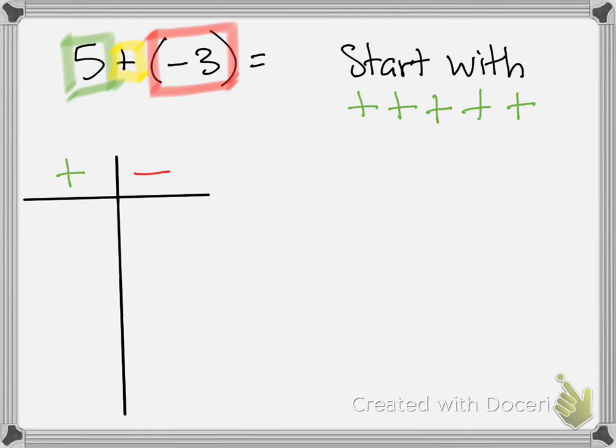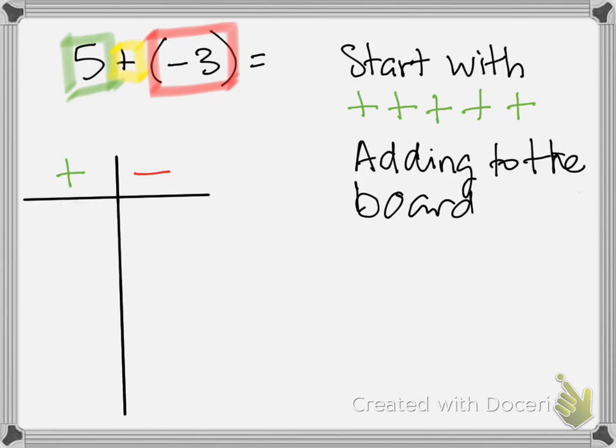And because this is an addition problem, we're adding to the board 3 negatives. 1, 2, 3. Okay, so let's follow those steps. We are starting with 5 positives. 1, 2, 3, 4, 5. We're going to add to the board 3 negatives. 1, 2, 3. And I see that I have 2 colors on my board, so that signals to me that I need to keep an eye out for some 0 pairs.